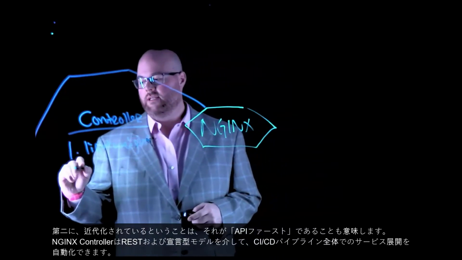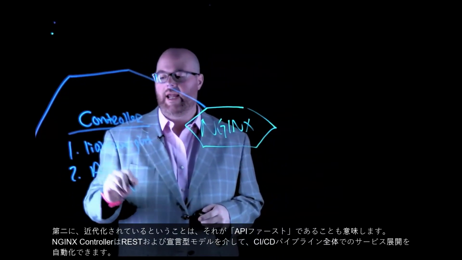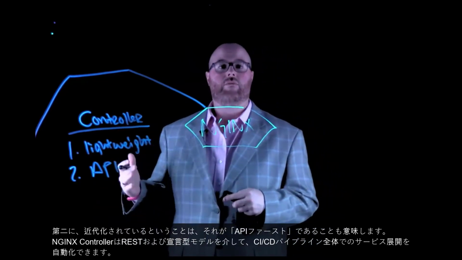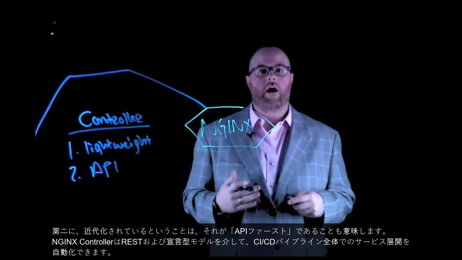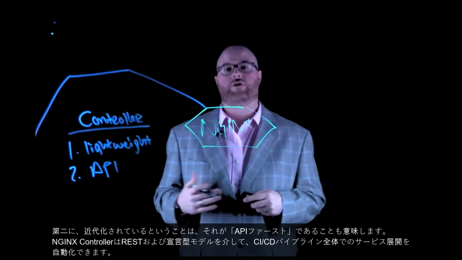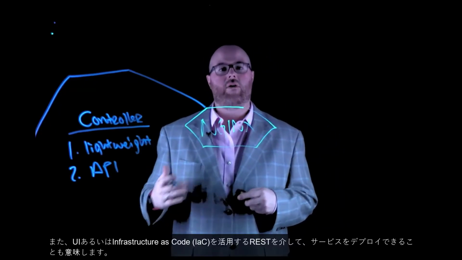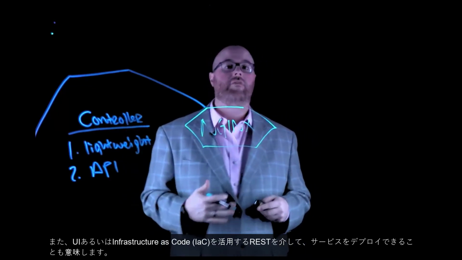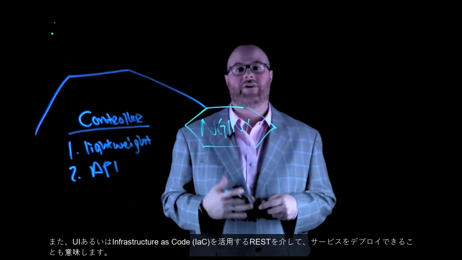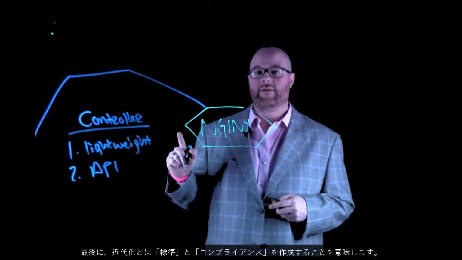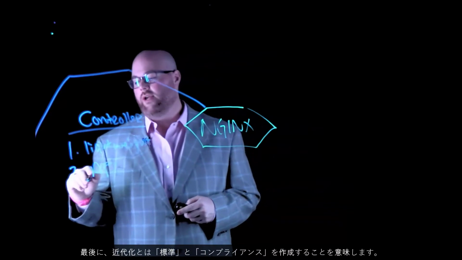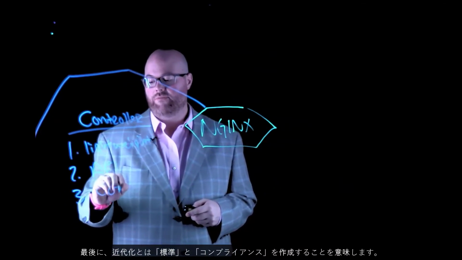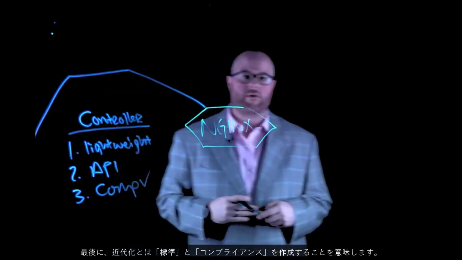Modernized also means, number two, that it is API first. Our NGINX controller can, through REST and a declarative model, automate services deployment across your CI/CD pipelines. It also means that our services can be deployed either via UI or via REST, leveraging infrastructure as code. Lastly, modernized means creating standards and compliance. And I'll just put comp and a check mark over here.